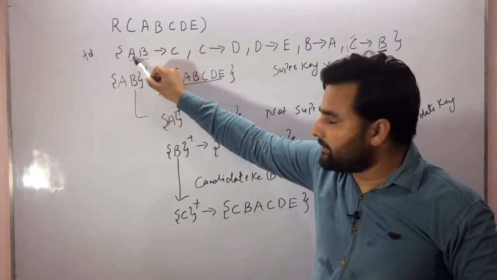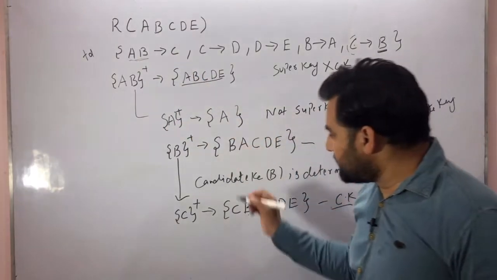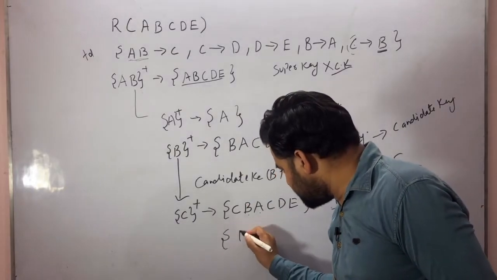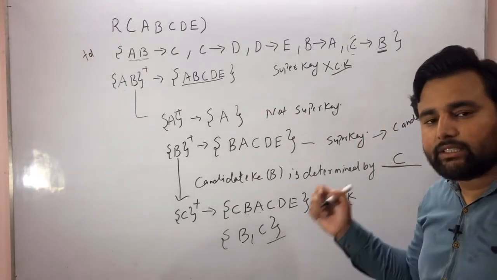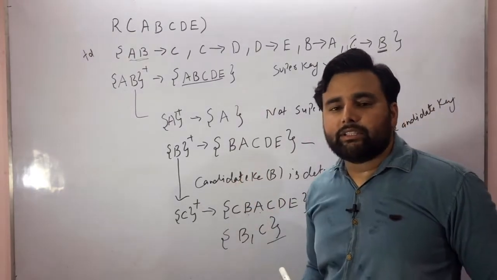Okay, so that means AB is not a candidate key. So what are the candidate keys of this relation? That is B and C. These two are the candidate keys in this relation. So let's see some other examples.